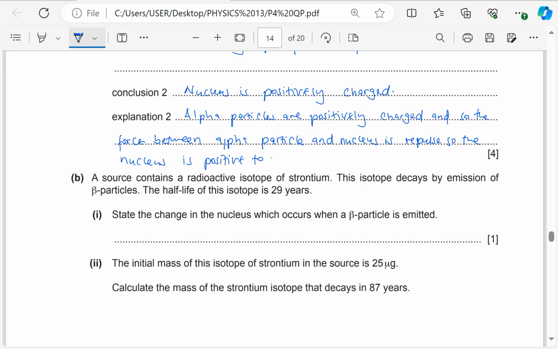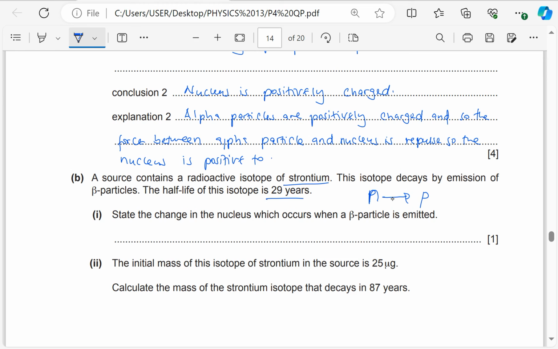A source contains a radioactive isotope of strontium. This isotope decays by emission of beta particles. The half-life of this isotope is 29 years. State the change in the nucleus which occurs when a beta particle is emitted. So when a beta particle is emitted, what really happens is that a neutron changes to a proton. That's when we have a beta particle.